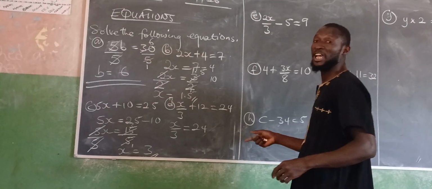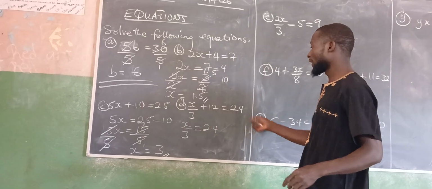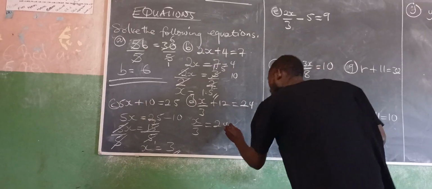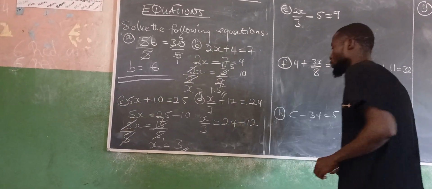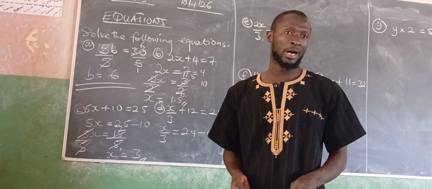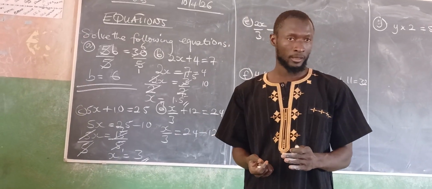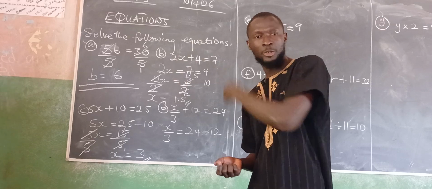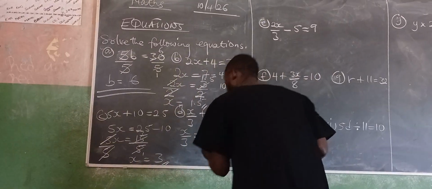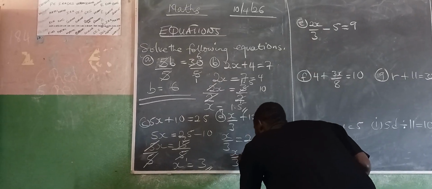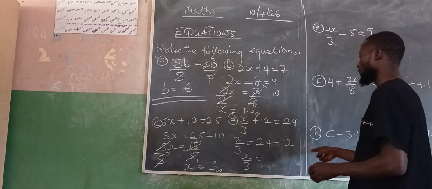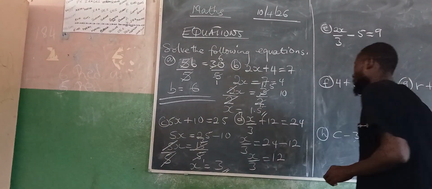So when 12 moves, the sign of 12 will also change. So if you look at the sign of 12 here, what is it? Plus. So when it jumps and comes here, it becomes what? Minus 12. So when a number jumps the equal sign, the sign of that number changes, please. Okay? You have to put that at the back of your mind. If the number is plus, when it jumps, it becomes what? Minus. If it is minus, when it jumps, it becomes what? Plus. So we are going to continue by saying x over 3 is equal to 24 minus 12 is how much? 12. 24 minus 12 is 12.